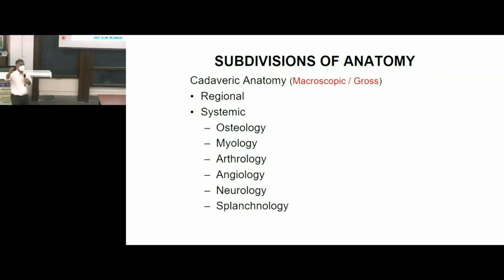And as he said, morphological features of gross and microscopic structures. So the term gross, as it features in here, subdivisions of anatomy. The first subdivision that is listed there is cadaveric anatomy or macroscopic anatomy, which is also referred to as gross anatomy. So what do you mean by gross? Gross is something which is large, which can be studied with the naked eye. You don't require any instruments or aids to magnify the structures and learn them.